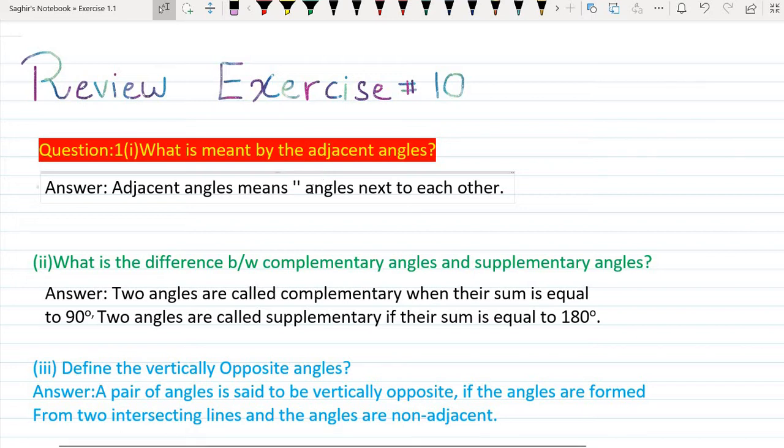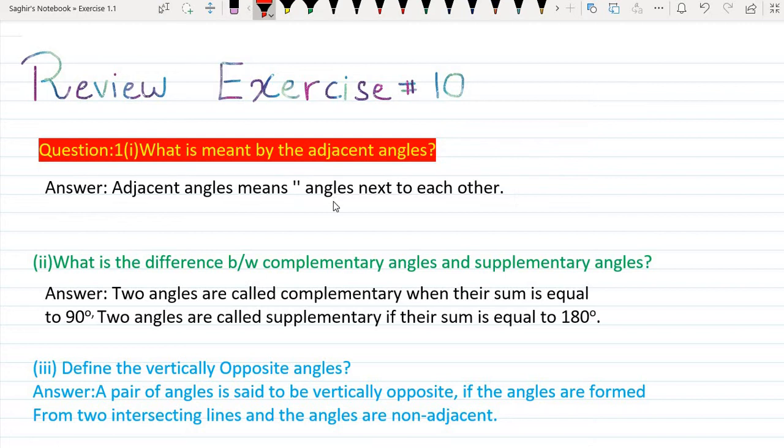Welcome to this video. In this video we are discussing the review exercise of chapter number 10. Question number 1, we have to define and answer some short questions. Part number 1 is, what is meant by adjacent angles? Adjacent angles means angles next to each other.